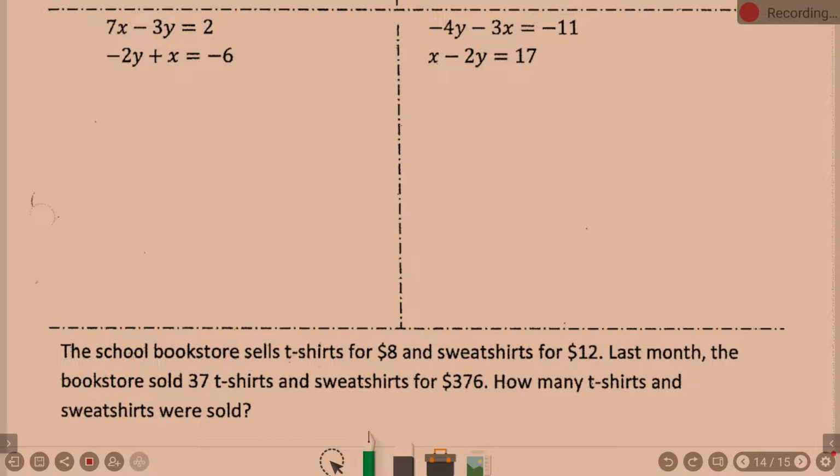Okay. 7x minus 3y equals 2. And negative 2y plus x equals negative 6. Focus up here, please. Okay, so what's the first question? y equals 2. What's 3x minus 3y? Technically, is that x equals 8?